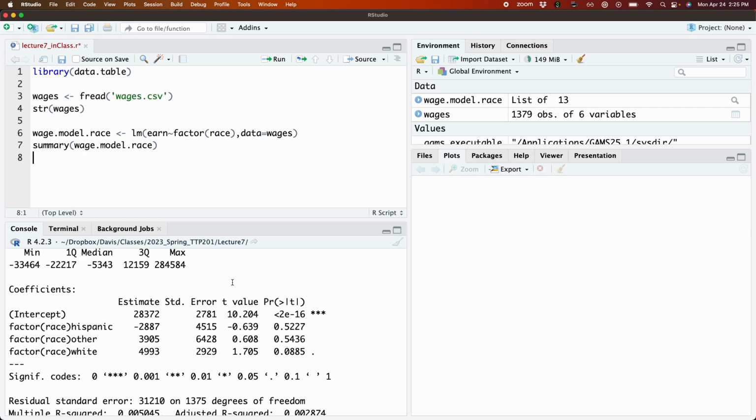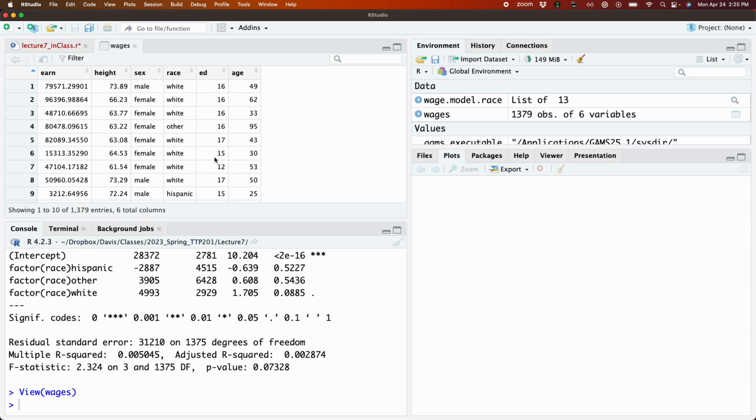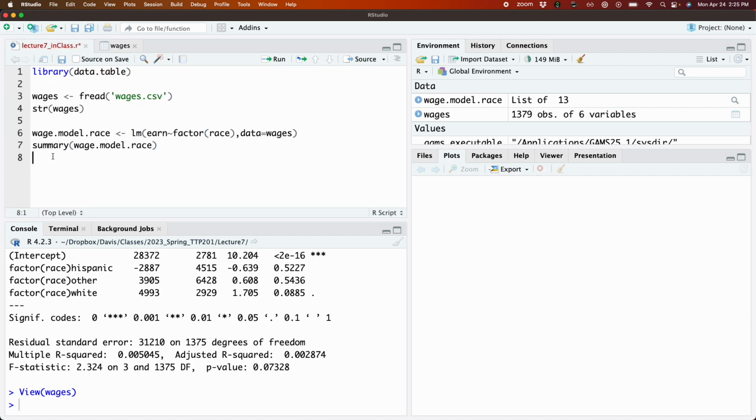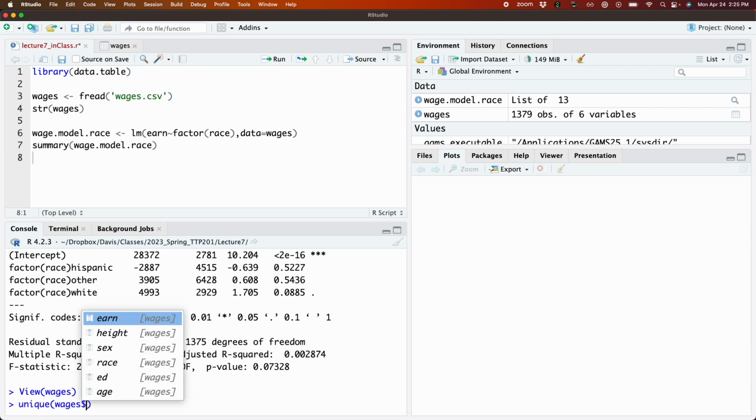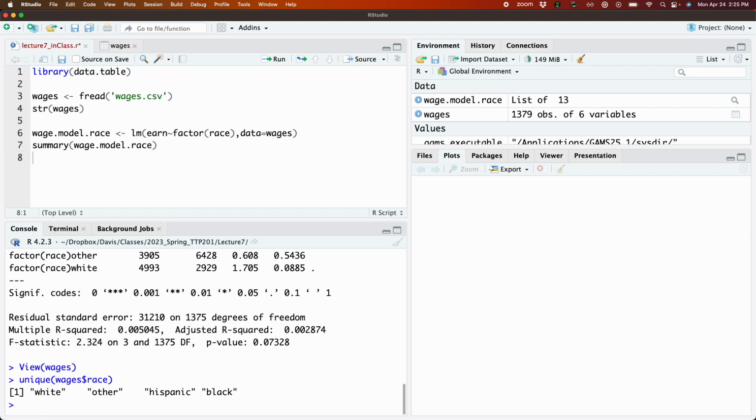Great. White, black, Hispanic, and other. So those are the 4 races. It's not here in the results. You have to actually look in the data. So you can see that here, or we can query it. We can say unique wages dollar race, and you see those 4.